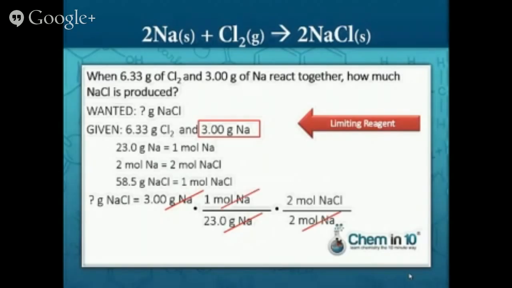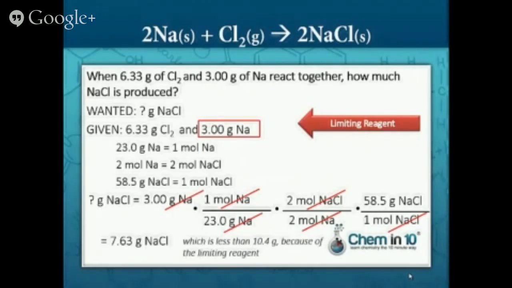Cancel out. Then from 2 moles of sodium chloride, we need to convert that to grams, so we're going to multiply by the molar mass. 1 mole of sodium chloride in the denominator is equal to 58.5 grams of sodium chloride, and the moles of sodium chloride cancel out. We multiply the numerators together and divide by the denominators, and we get 7.63 grams of sodium chloride, which is less than 10.4 because we have a limiting reagent.